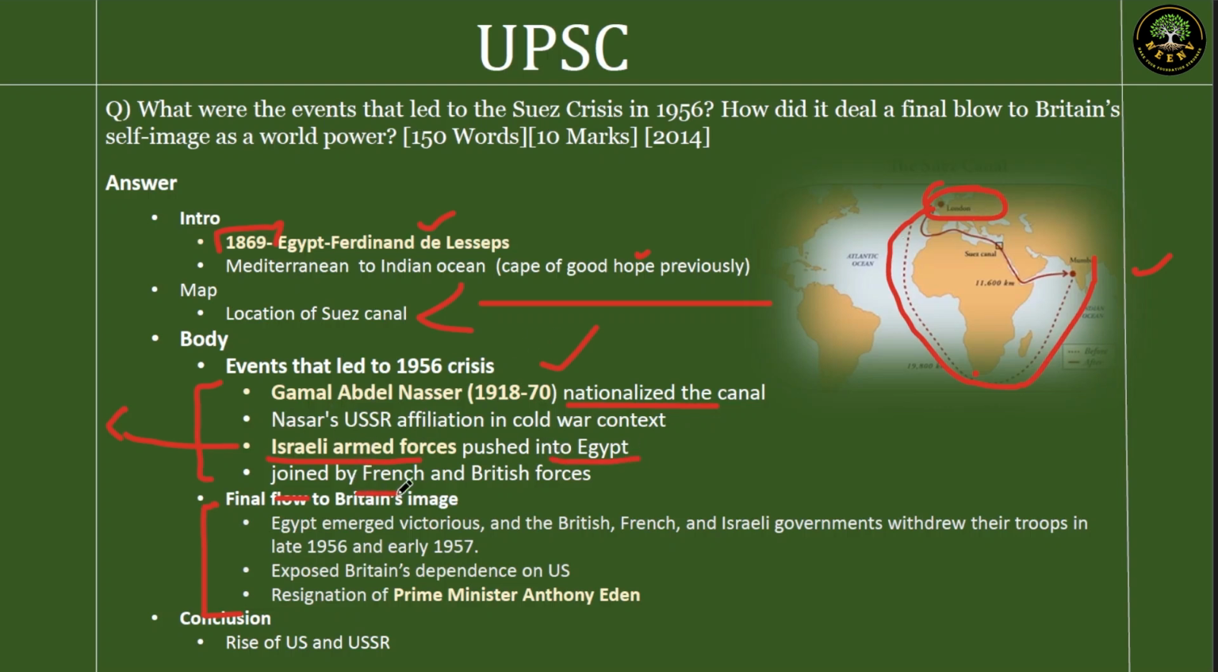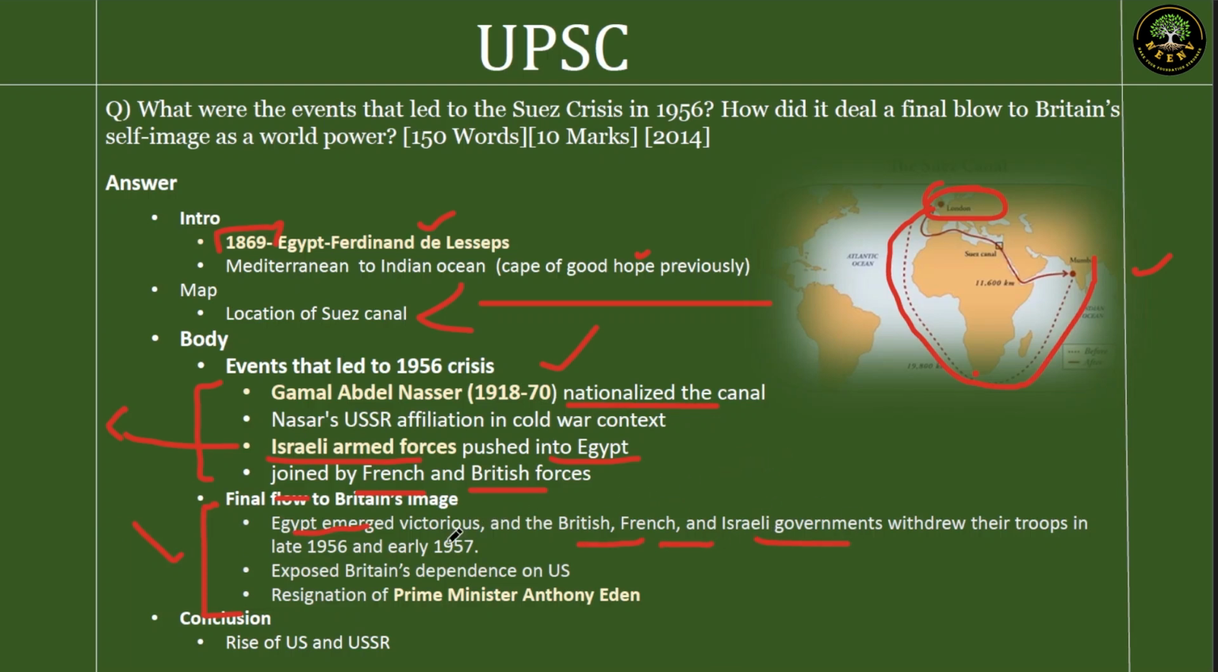This was joined by France and Britain. America is not in the picture, let's be very clear with that. But Britain is allied to America because of similar ideology. The USSR is the common enemy because they have a socialist ideology. Now what happened? Egypt emerged victorious. When Egypt emerged victorious, it was a blow to the image of Britain. Britain, France and Israel jointly suffered defeat.